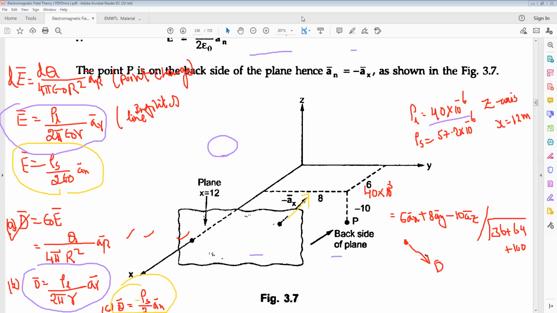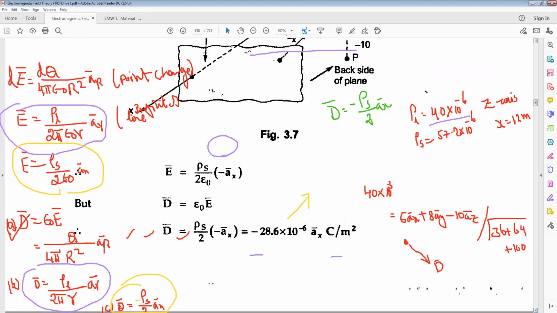The D bar is equal to, now we can find rho S by 2. There is no epsilon naught, it is a minus AX bar. Now you can see here, E bar is equal to rho S by epsilon naught, D bar is equal to rho S by 2 and minus AX bar. Directly you'll get minus 28.6 into 10 to the power of minus 6. The rho S is given as 57.2, by 2, 57.2 by 2 is 28.6. Got it, participants?